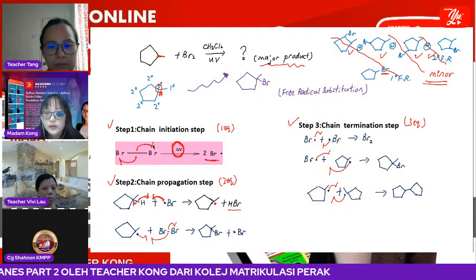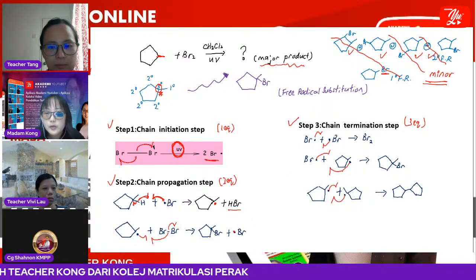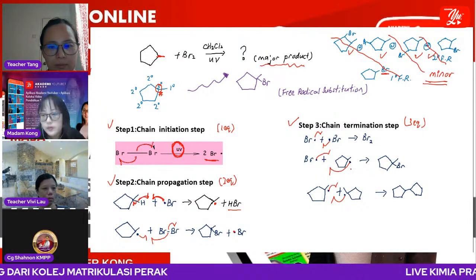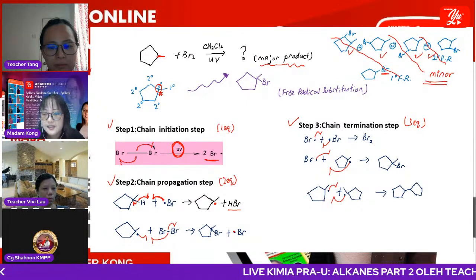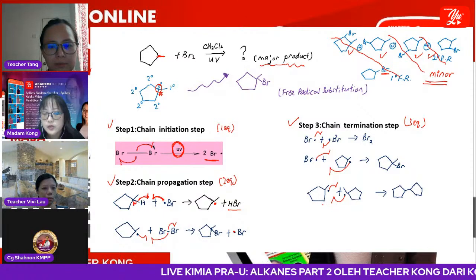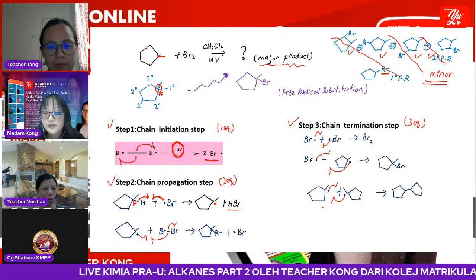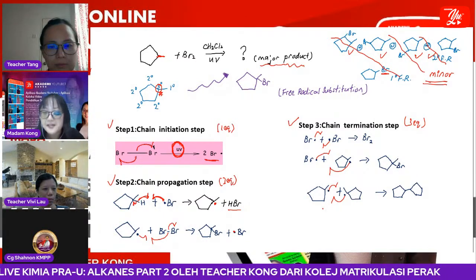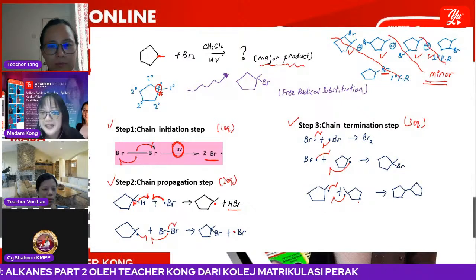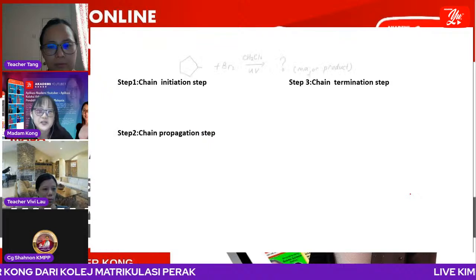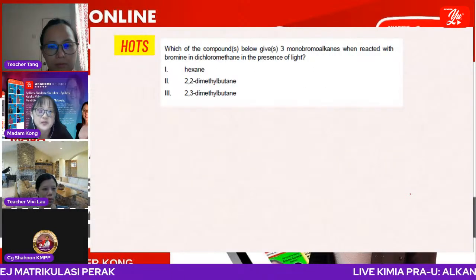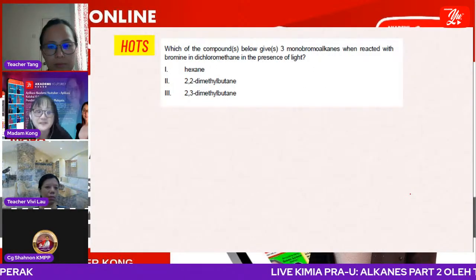Okay, ending: bromine free radical with bromine free radical, with the methyl cyclopentyl free radical. And then this is the connection between the methyl cyclopentyl free radical with the methyl cyclopentyl free radical. So this is the product. Okay, so since you all know it, right? Okay, so next, we try another hot question.